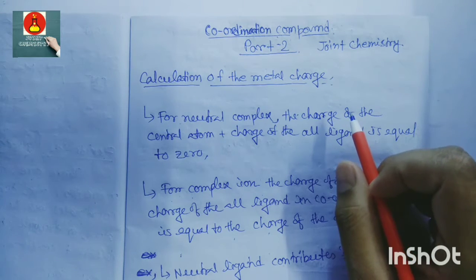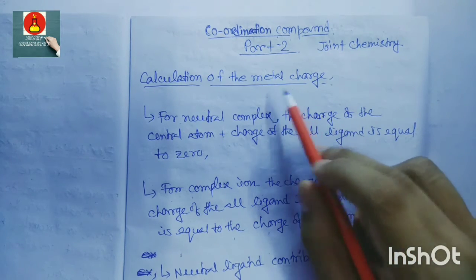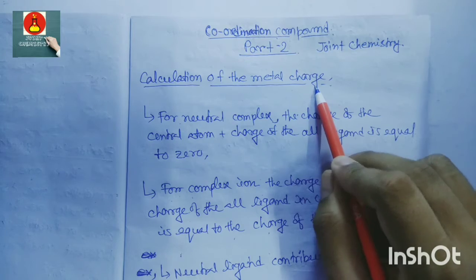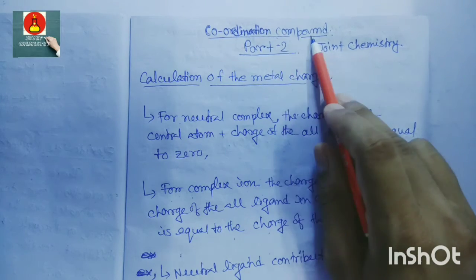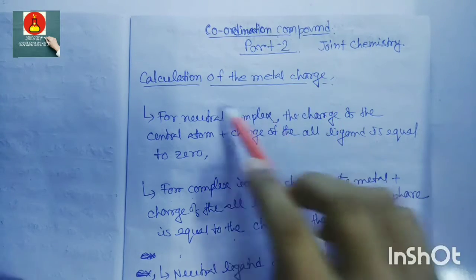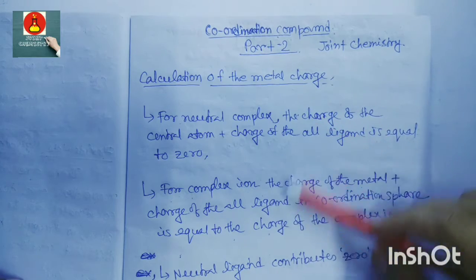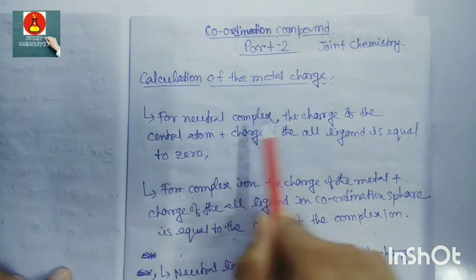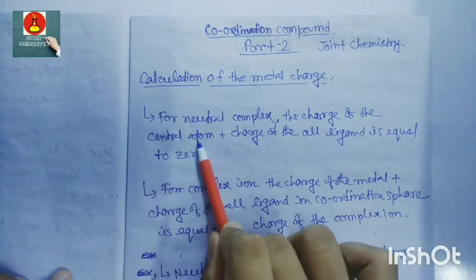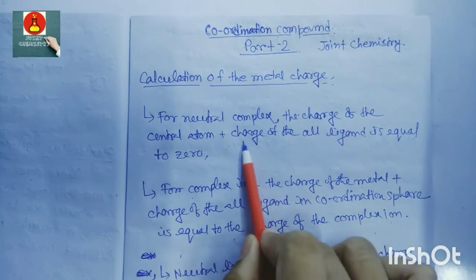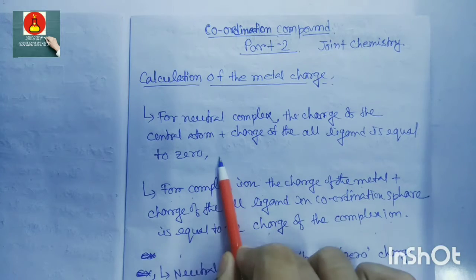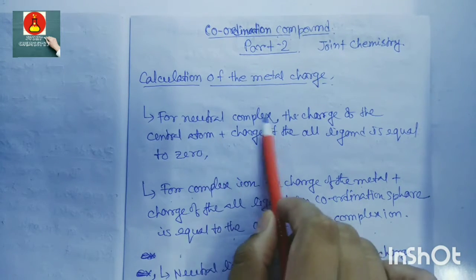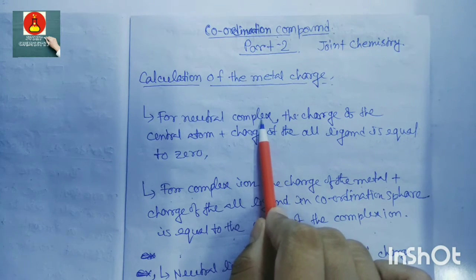So in this video, we will talk about the calculation of the metal charge and also the IUPAC naming of the coordination compound. Now before calculating the metal charge, let's talk about some statements. For neutral complexes, the charge of the central atom plus the charge of all ligands is equal to 0. So what is a neutral complex? A complex which does not contain any charge. Those are known as neutral complexes.